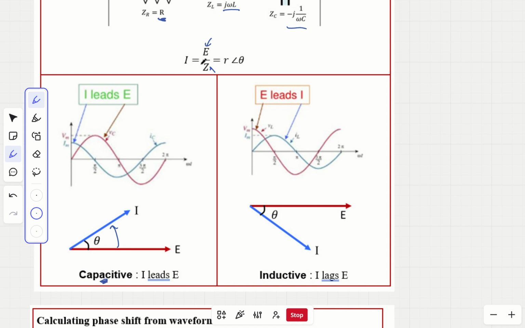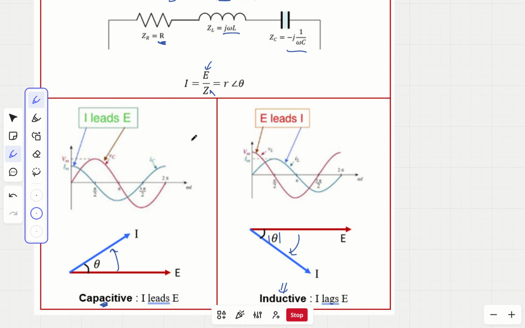So based on the current also, we can identify whether the circuit is capacitive or inductive. If current is leading, then the circuit is capacitive. If current is lagging, this is the case where the angle is negative. The angle here is negative. If current lags, then we know it's inductive. So if current leads, the circuit is capacitive; lags means inductive.